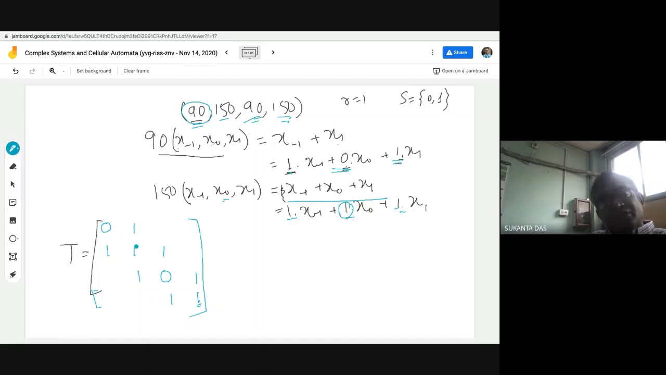So this is the structure you can see. In each individual row, what I put is the values of the constants. Here 1, comma 0, comma 1. Here 1, comma 1, comma 1.